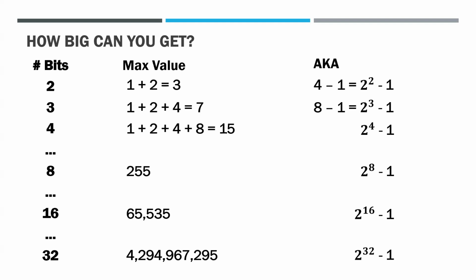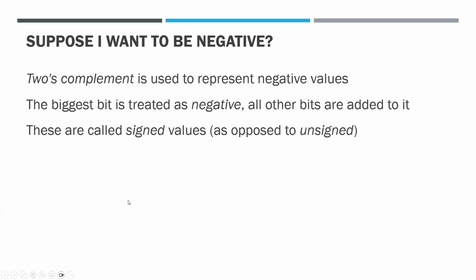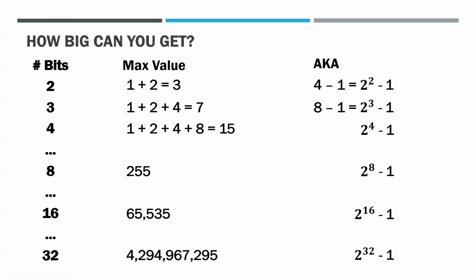Now, here's the thing, though. The numbers we're talking about so far are all positive. An 8-bit byte lets you represent numbers from 0 to 255. A 16-bit number allows you to represent numbers from 0 to 65,535. All good. But suppose I want to represent some negative numbers. That's a problem for me now.